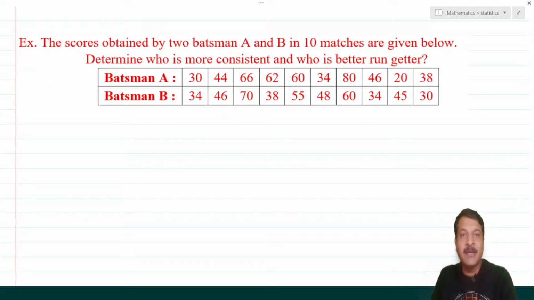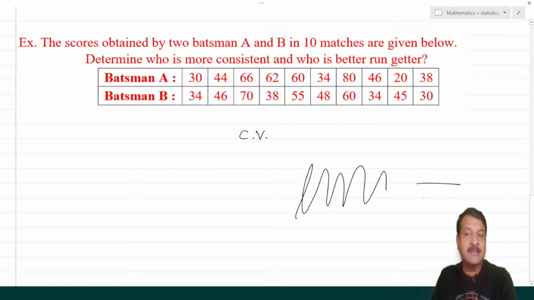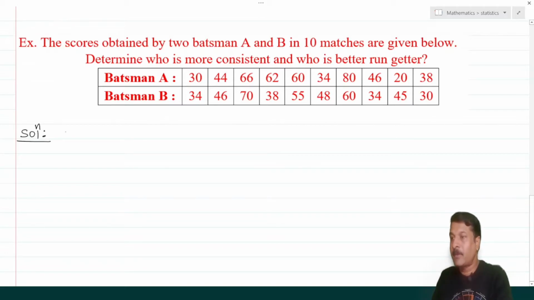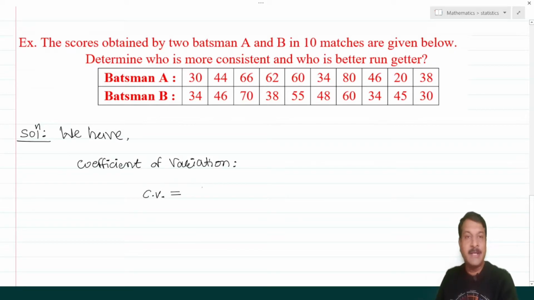Consistency means we have to find the coefficient of variation. If variation is more, then consistency is less. If variation is less, consistency is more. So how do we find the coefficient of variation? We know the formula of the coefficient of variation. So, solution. We have the coefficient of variation formula: CV equals standard deviation upon mod of arithmetic mean into 100, that is sigma upon mod of x bar into 100.